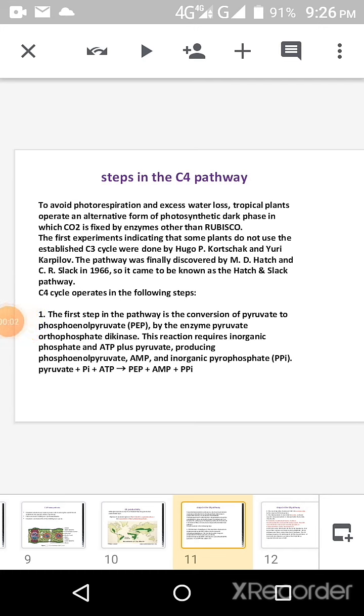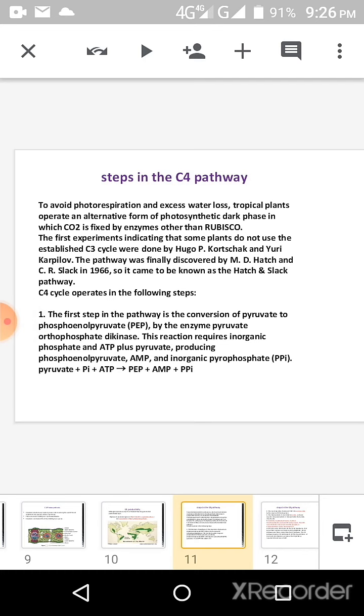To avoid photorespiration and excess water loss, tropical plants operate an alternative form of photosynthetic pathway. Instead of the Calvin cycle, which is the dark phase of the C3 cycle in C3 plants, a different pathway is followed in the C4 plants. It utilizes a different enzyme, which is not Rubisco.